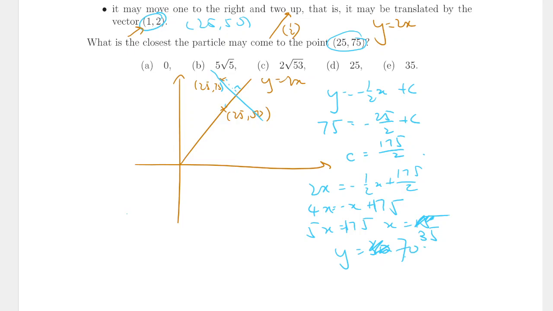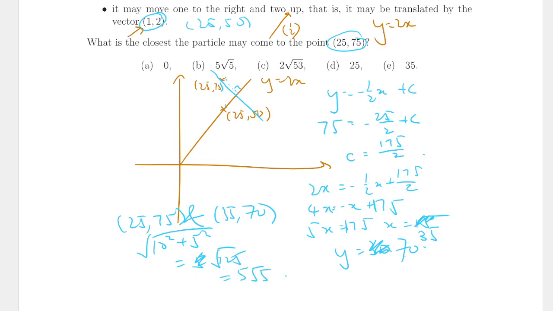So let's do the distance then. It's the distance between (25, 75) and (35, 70), which is the square root of 5 squared plus 5 squared, which is exactly, what is this? 5 root 2, is it? Oh, no, wait. Too late in the day. 10 squared plus 5 squared, which is the square root of 125, which is 5 root 5. 5 root 2 is not an answer to the question. Good, there we are. Don't make silly mistakes as I did. I'm not very awake, I suppose. So, option B.